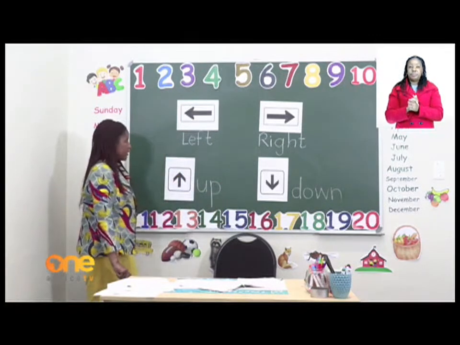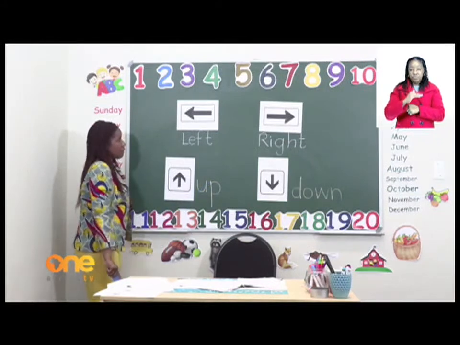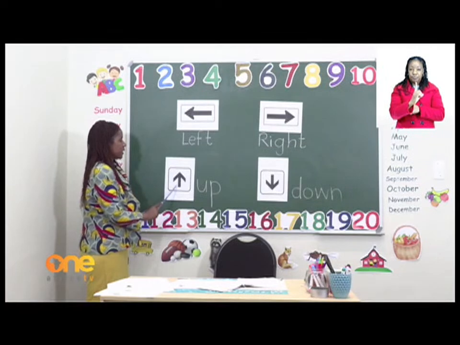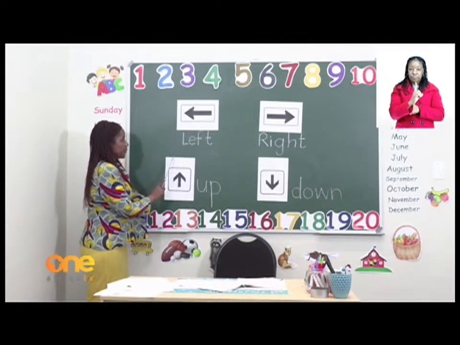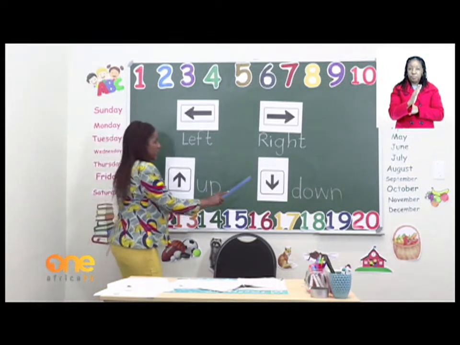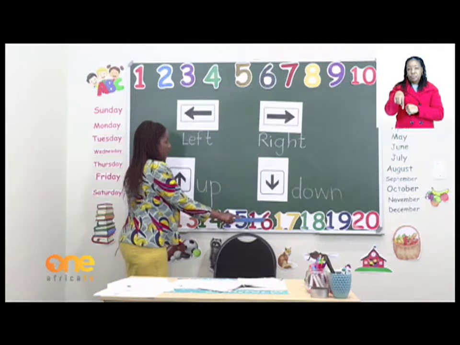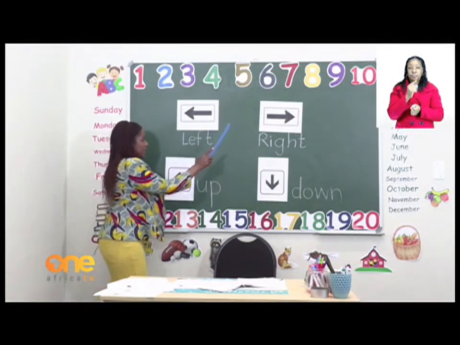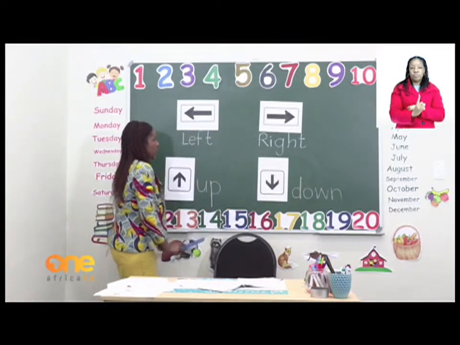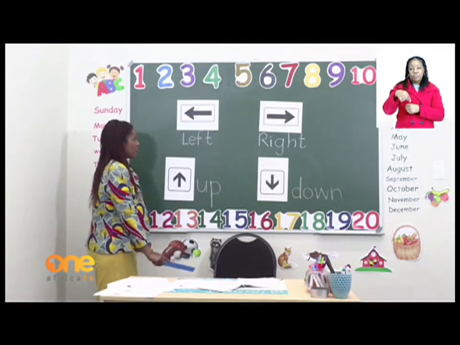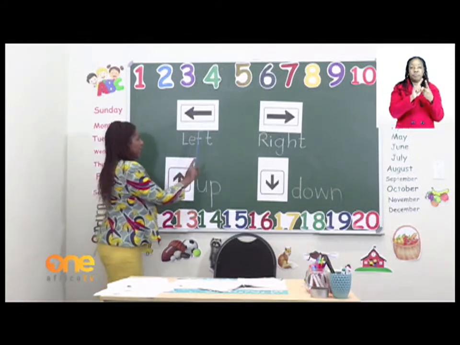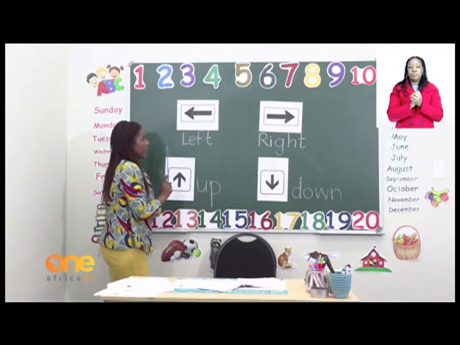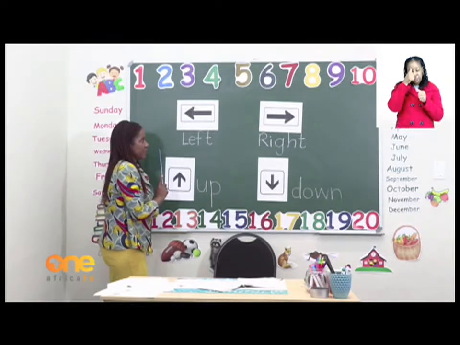Let's look at the arrows at the bottom of the board. The first arrow is pointing up and the second arrow is pointing down. So we have up and down. And we go back to the first one. We have left and right. Remember which way the arrows are facing.